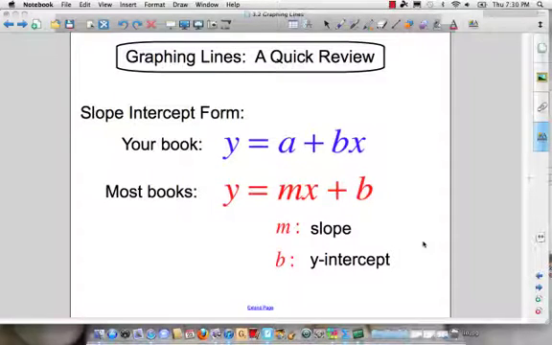I want to alert you to potential confusion here. In the book's representation, A is the y-intercept and B is the slope. So your book sometimes is going to use B to represent the slope, and I'm going to be using B to represent the y-intercept. Fortunately, in most of our examples, those are going to be numbers, not variables anyway, but I do want to alert you to that possible confusion.